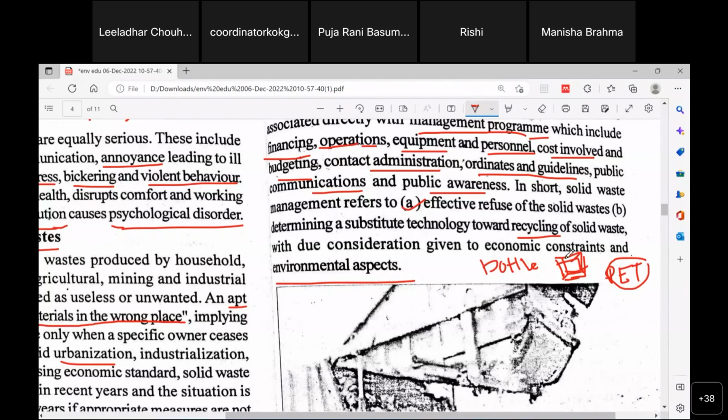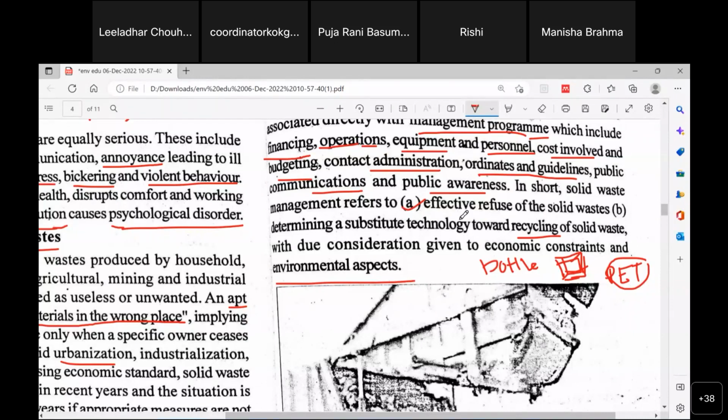So that way we should not throw it here and there. That is again a kind of solid waste. So give some effective ways of this. In the exam they may ask you one or two questions like how we can easily manage solid waste.